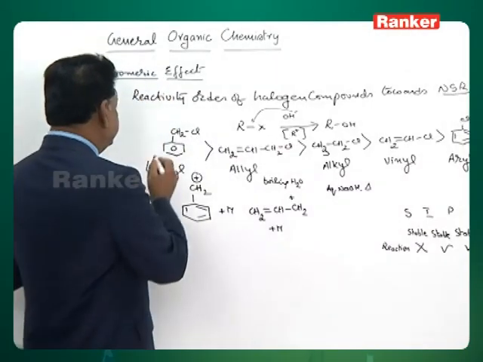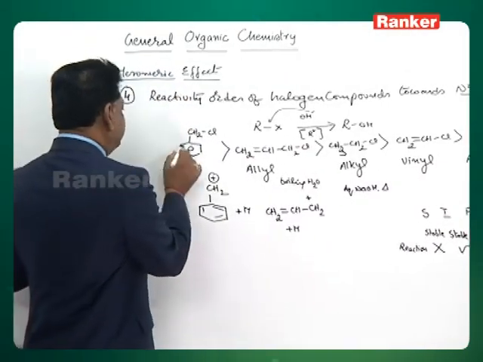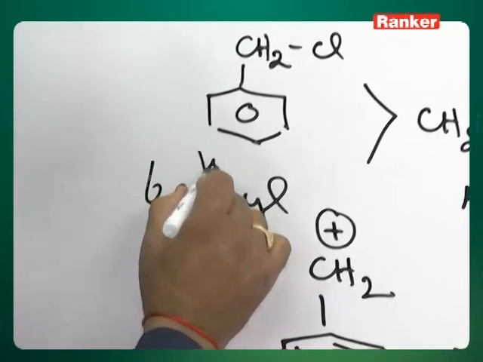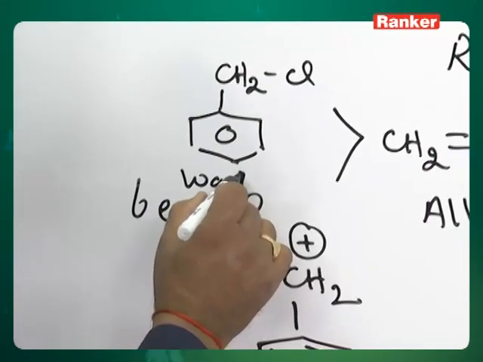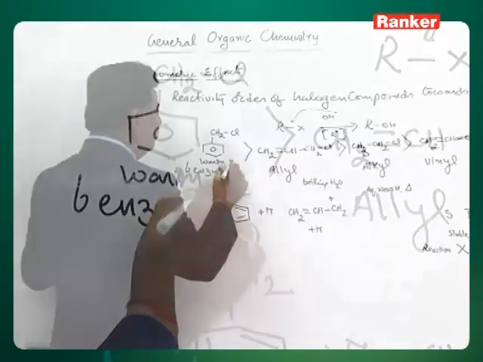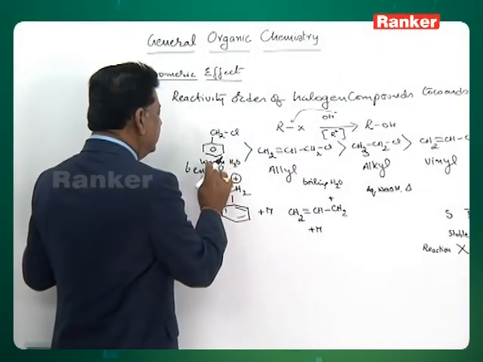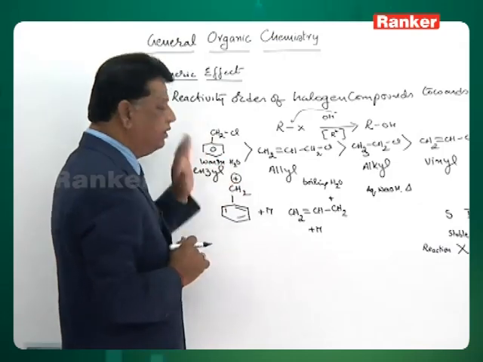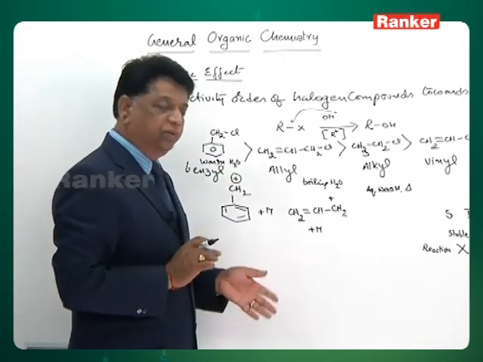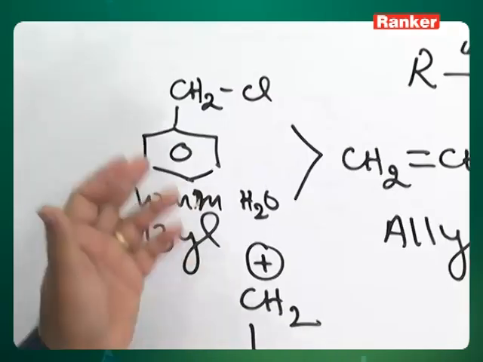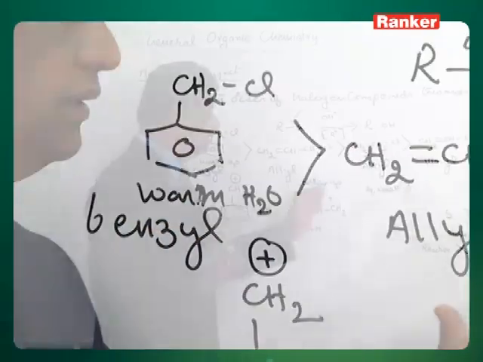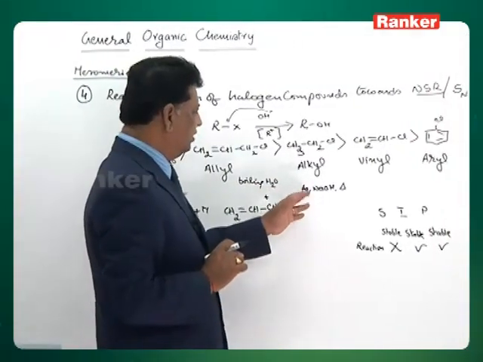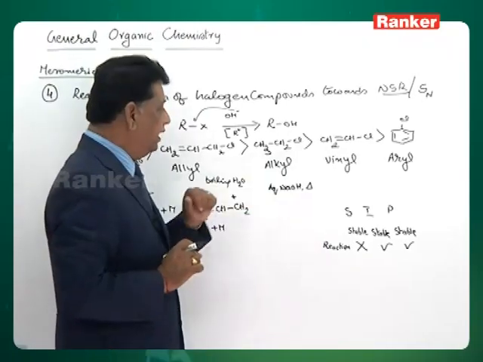In this case, just warm water is enough. In the first case, the reagent required is just warm water. Not even boiling, just around 60 to 70 degrees. Before boiling itself, benzyl chloride becomes benzyl alcohol. See, warm water works here, but in the other case water will not work. You need a base and then boiling.